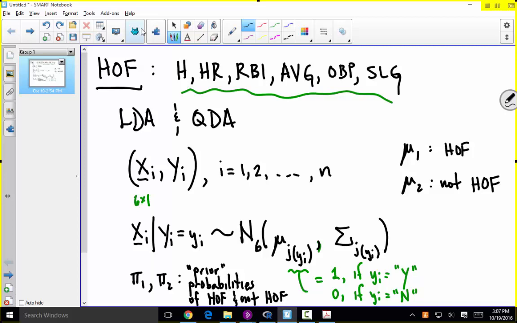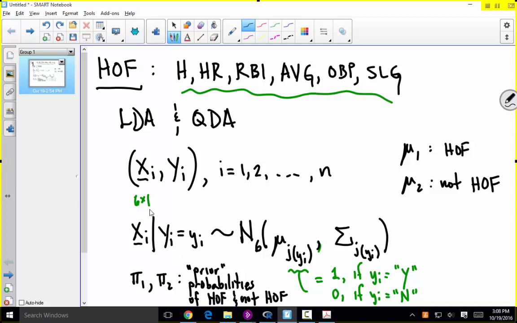Prior probabilities are probabilities that we assign without regard for the input vectors. Overall, if you randomly pick a Major League Baseball player, what proportion of them are in the Hall of Fame? You could make that your prior probability for Hall of Fame. But you don't have to do that. You can choose anything you want as the prior probabilities.